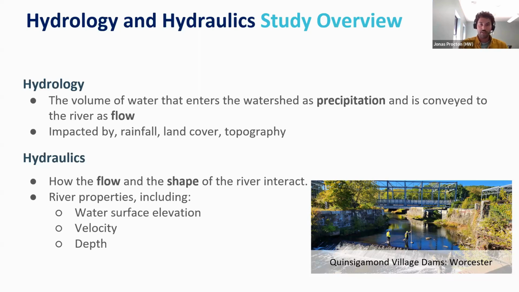You might get a lot of flow at once. You might get it spread over a long period of time. So that's hydrology in a nutshell. And then hydraulics is more about how the shape of the river interacts with that flow in order to control things like how high the water gets, how fast it moves, deep spots, things like that.